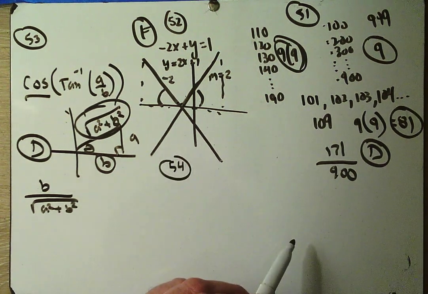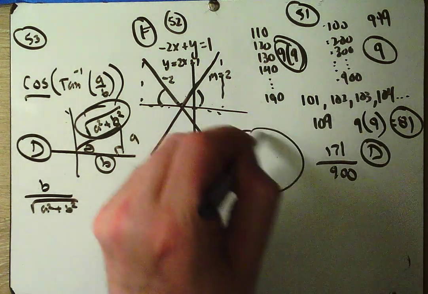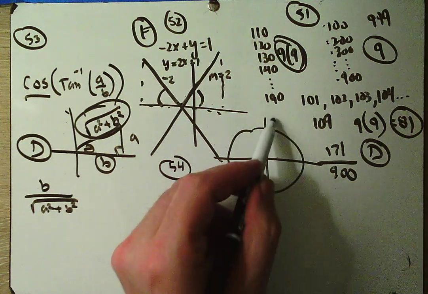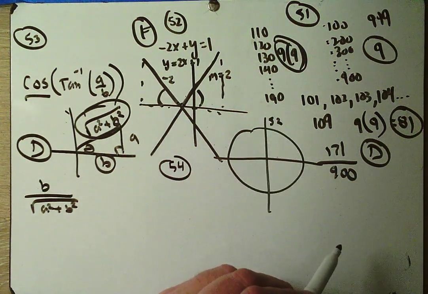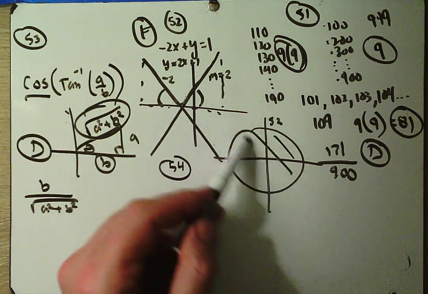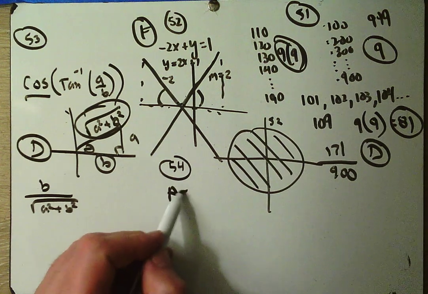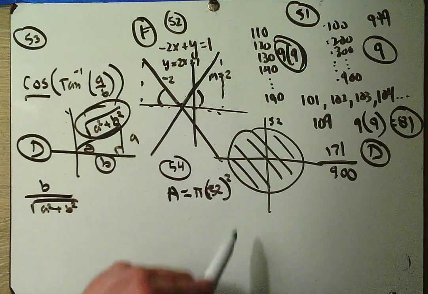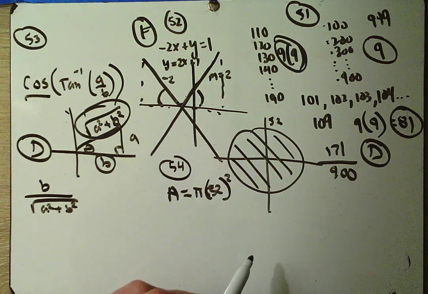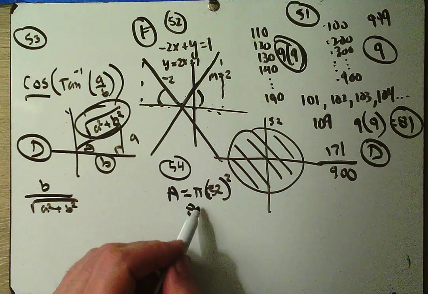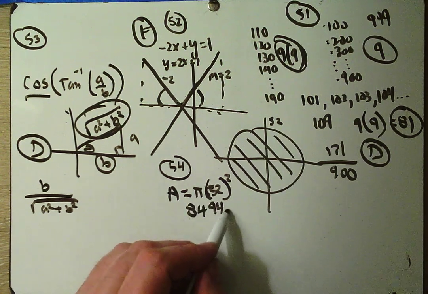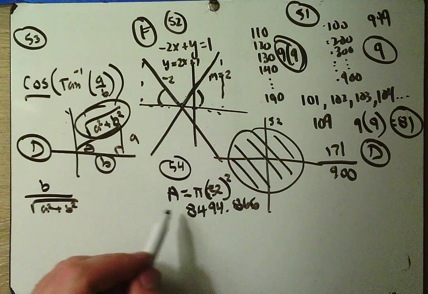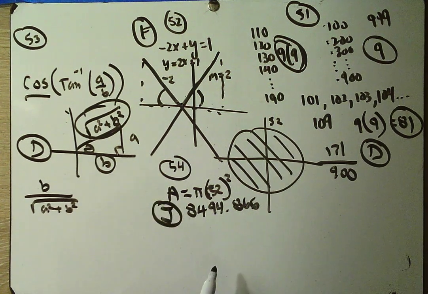54. We've got a circle whose radius is 52. Which of the following is closest in area in square miles covered by the radio signal? Well, it's the area of a circle whose radius is 52. So A equals pi r squared is the formula I use. When I did it on my calculator, I got 8494.866, and so choice J is the closest I have.